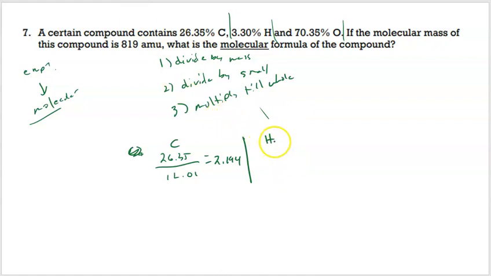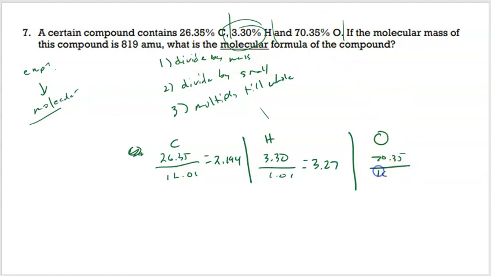Hydrogen is 3.30% over 1.01, and that gives me 3.27. And then my oxygen is going to be 70.35 over 16.00, and that's going to give me 4.397. Okay? So I just divided by the mass.